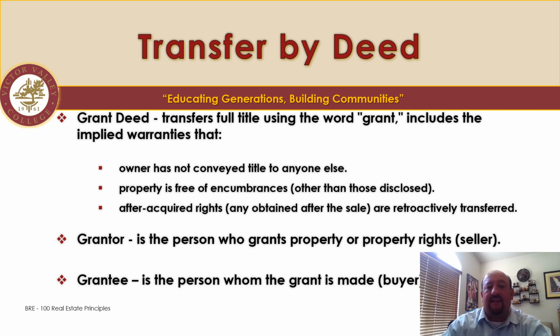The most common one is by deed. And the word grant is in that deed, meaning you grant the ownership to somebody else. And again, we'll see the "or" and the "ee." The "or" is the person granting the property. The "ee" is the person to whom the grant is made, receiving the property.